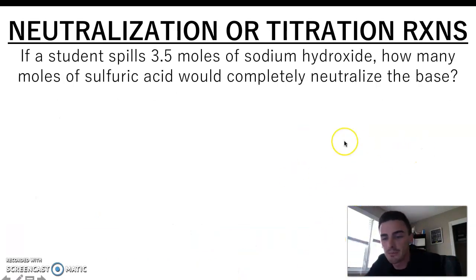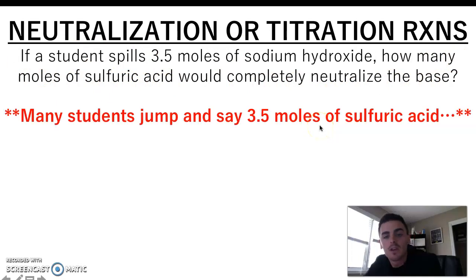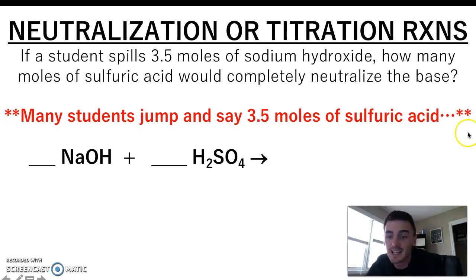There is one that's a little bit different, though, and remember, this chapter still builds off stoichiometry. Another example problem: let's say a student spills 3.5 moles of sodium hydroxide. How many moles of sulfuric acid would completely neutralize the base? A lot of kids jump in and say, boom, if I spill 3.5 moles of base, I need 3.5 moles of acid. But there's one little catch we have to pay attention to.